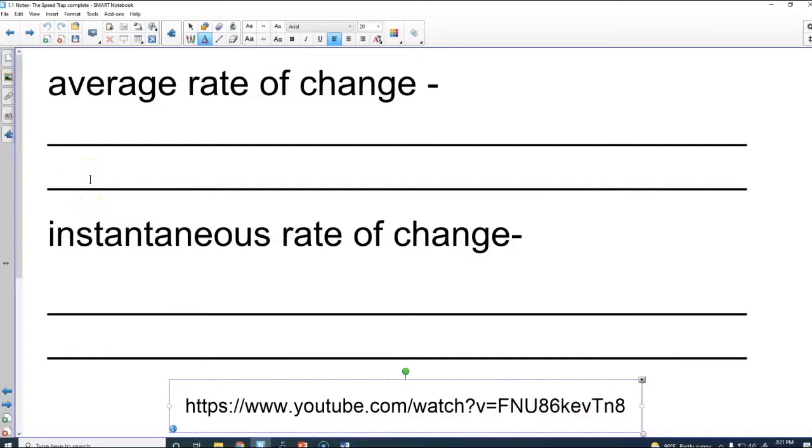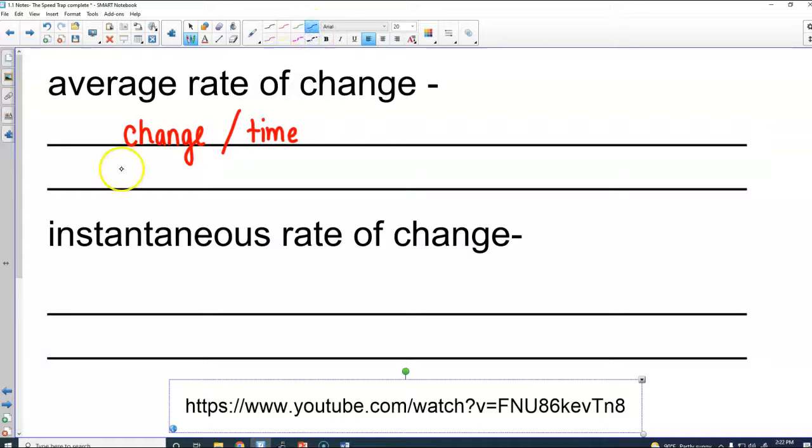Alright, so, average rate of change. Your average rate of change is just your change over time, or in the specific examples we've been looking at, it was our distance traveled. So the change in the distance.